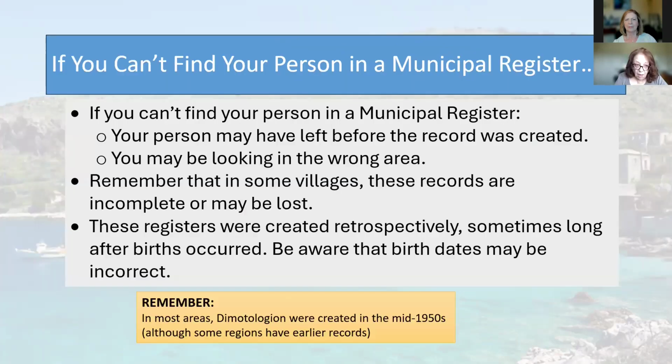If you can't find your person in a municipal register, your person may have left before the record was created. You may be looking in the wrong area. Remember that in some villages, these records are incomplete and may be lost. These registers were created retrospectively, sometimes long after births occurred. Beware that birth dates may be incorrect, especially the really old ones. In most areas, municipal registers were created in the mid-1950s, although some regions have earlier records.